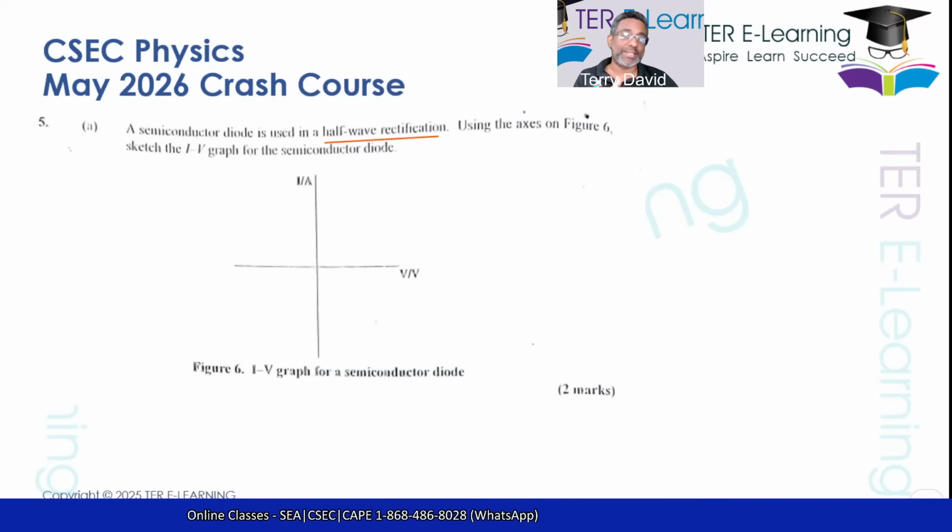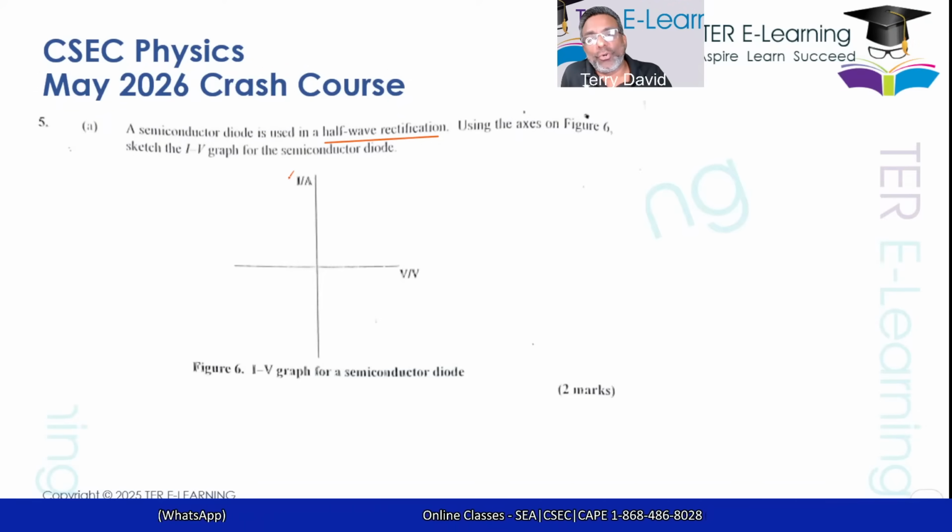When it comes to alternating current, the flow of the electrons reverses direction regularly with time. That is what an alternating current is. That is an exam question: what is the difference between AC and DC? With direct current, electrons flow in one direction only. With alternating current, the electron flow reverses direction regularly with time. So in this case, they want you to draw the IV characteristic for a semiconductor diode.